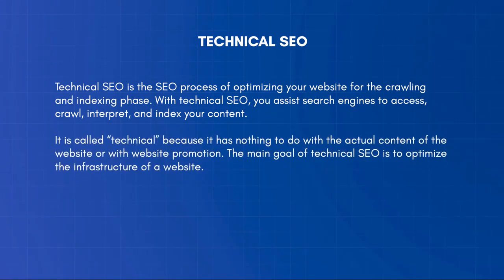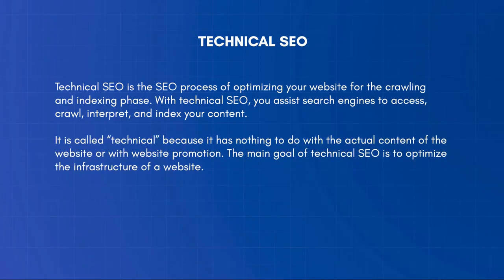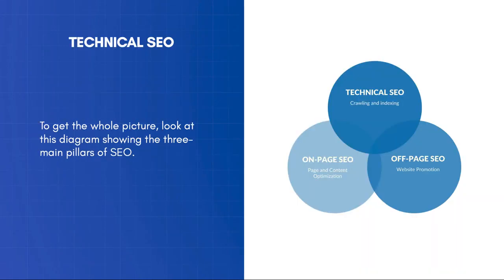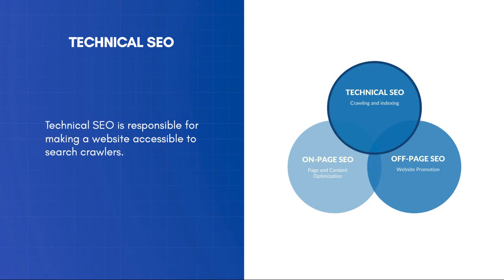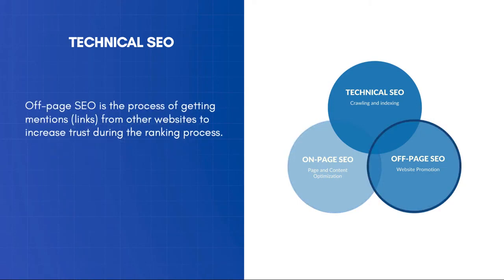It is called technical because it has nothing to do with the actual content of the website or with website promotion. The main goal of technical SEO is to optimize the infrastructure of a website. To get the whole picture, look at this diagram showing the three main pillars of SEO. Technical SEO is responsible for making a website accessible to search crawlers. On-page SEO has to do with content and how you can make it more relevant to what the user is searching for. Off-page SEO is the process of getting mentions from other websites to increase trust during the ranking process. All three processes have to work together for a fully optimized website.